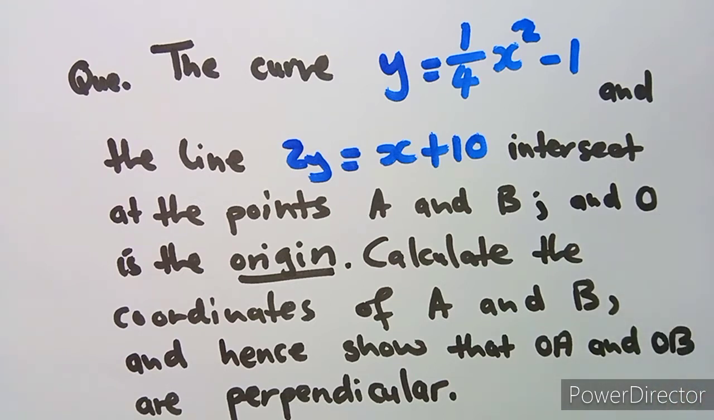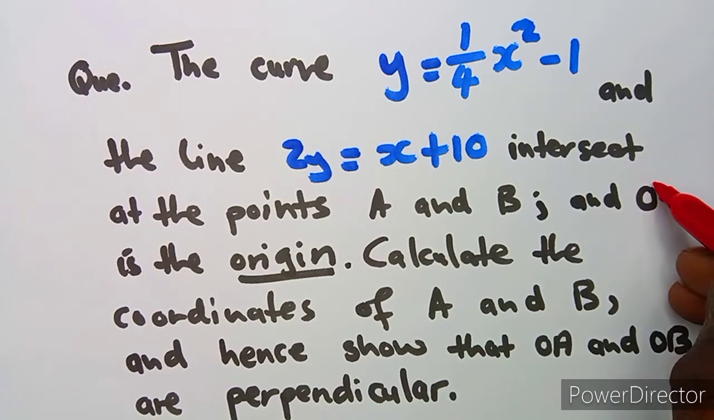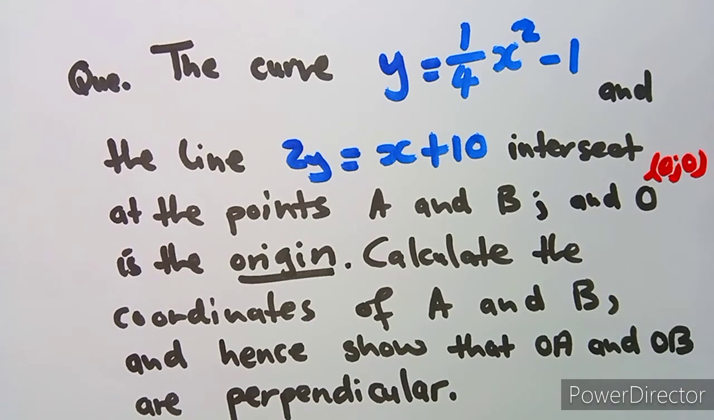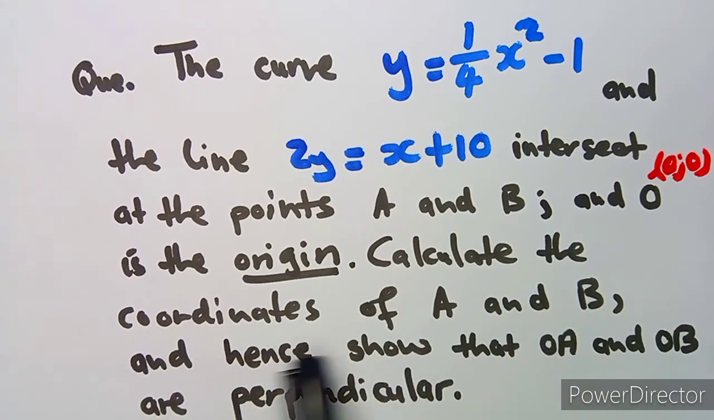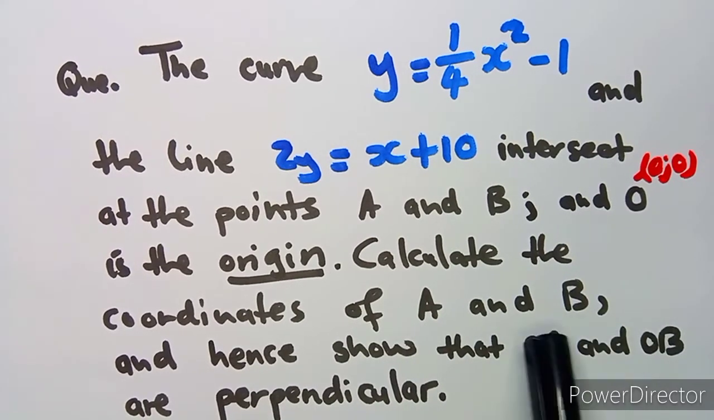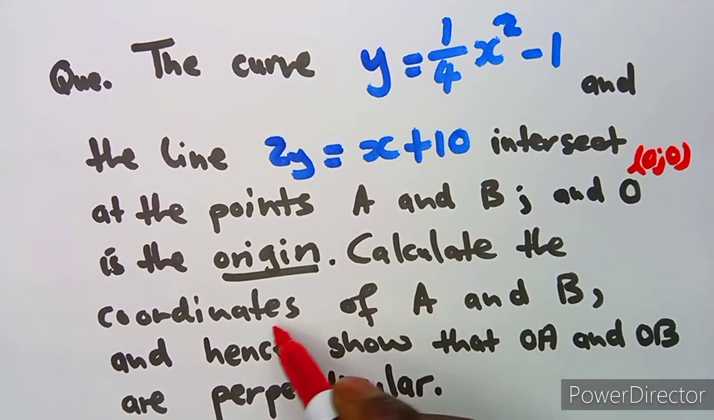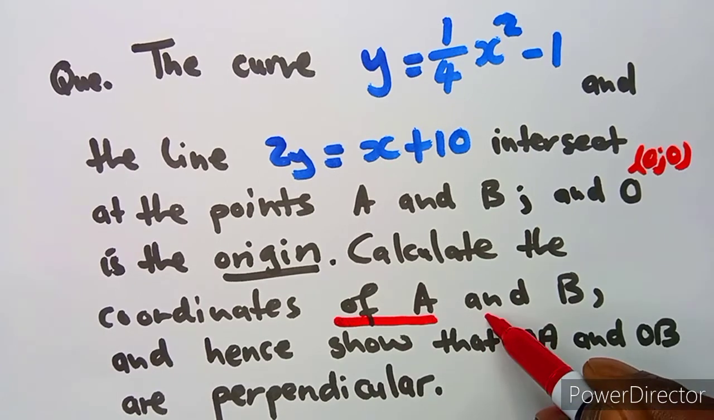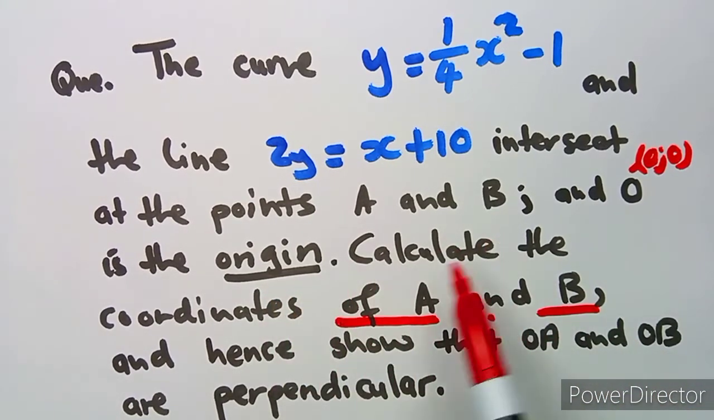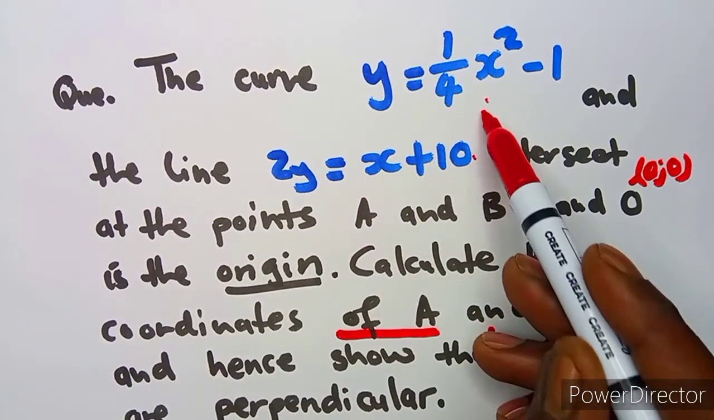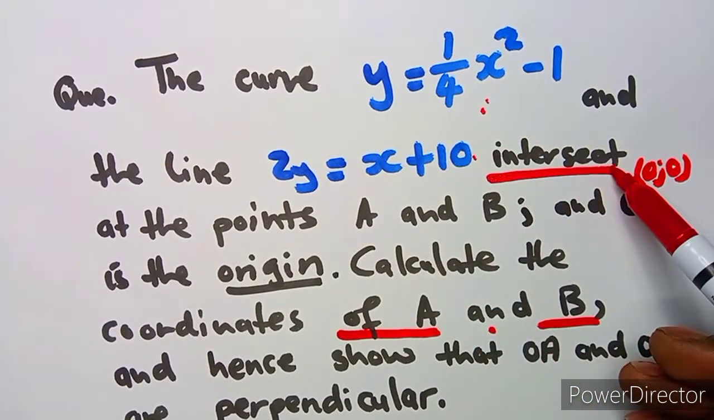If you are talking of the origin, which means you are talking about the point O being what? Being 0, 0. That is at the origin, that is 0, 0 there. So the question is to calculate the coordinates of A and B. Okay, first let's start with this, then hence show that OA and OB are perpendicular. Okay, let us start here by calculating the coordinates of A and B, because you're told that A and B, that is where these two graphs intersect.